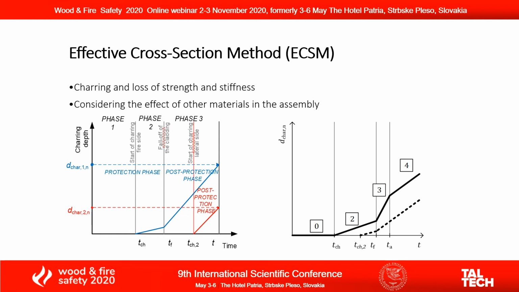The graph on the left represents the development of the char depth on the exposed and the lateral sides of a rectangular timber member. On the right is shown the charring of I-shaped members, with the solid line representing the exposed side and the dashed line representing the lateral sides. The different charring phases, shown with different slopes, depend on the protection offered by the surrounding materials.